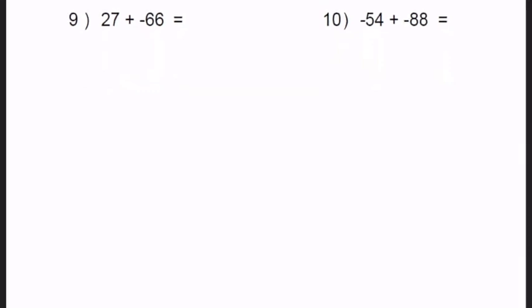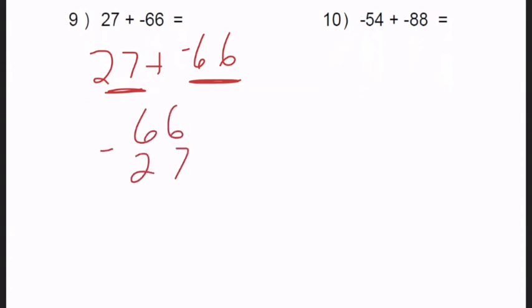Okay, so we have 27 plus a negative 66. So one's negative, one's positive. That means I have to subtract. Okay, so when I subtract, I'm going to get 39. And it's going to be a negative 39 because 66 is bigger than 27 in absolute value.